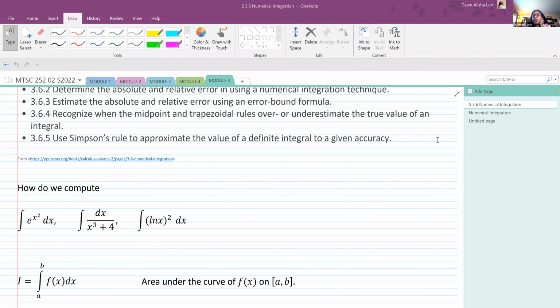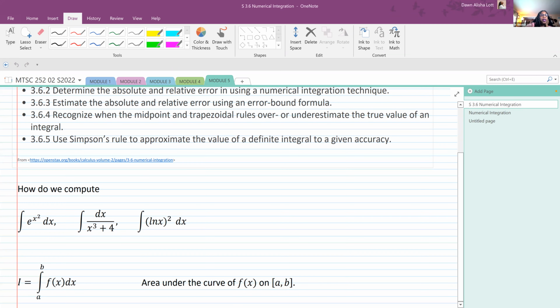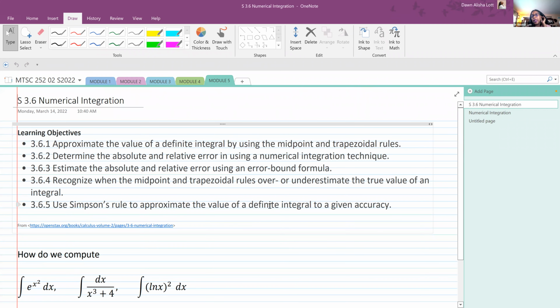Okay, so this section is called numerical integration. In this section, we're going to be trying to figure out how to compute definite integrals, but we're going to do it numerically because some of these are too difficult. So we're going to use the midpoint rule and the trapezoidal rule. We're going to be looking at the errors in between of the two techniques. We're going to be finding absolute and relative errors. We're going to figure out when we use the midpoint and trapezoidal rule. And lastly, we're going to look at Simpson's rule.